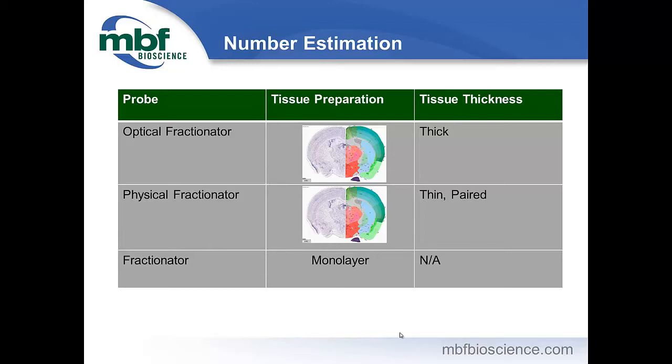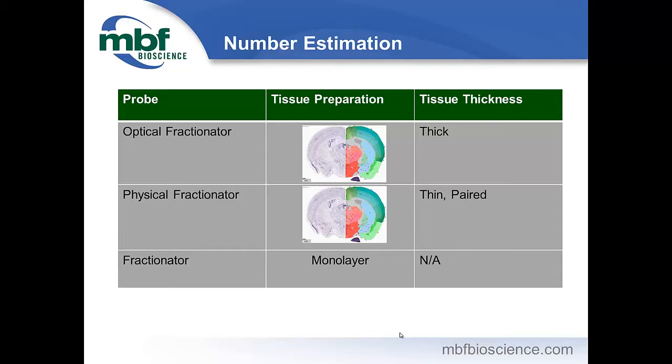The physical fractionator is similar to the optical fractionator in that you can prepare your tissue in any orientation that you would like. However, you do need thin sections, and they must be paired. And an example of where you might need this is if you're working at the electron microscopy level, where you can't get thick sections. Right.